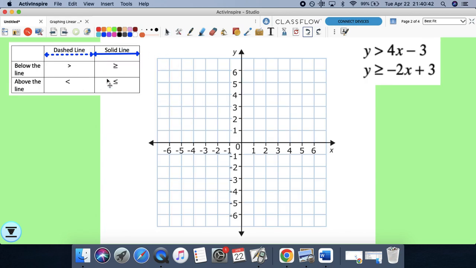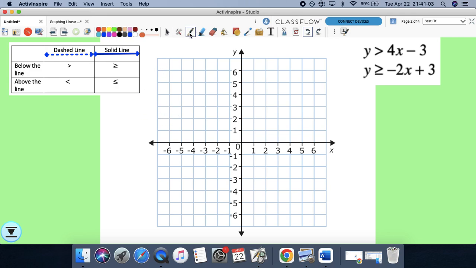So just like before, here's a little reference table. If it's a greater than or less than sign without the equal sign at the bottom, we're going to use a dashed line because points on that line are not part of our solution. If it has the equal sign at the bottom of the inequality sign, then we use a solid line because points on the line are part of our solution.